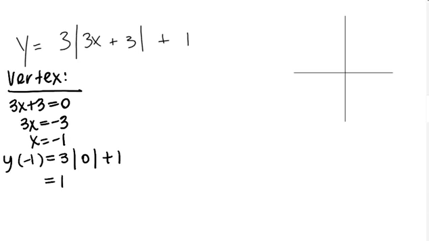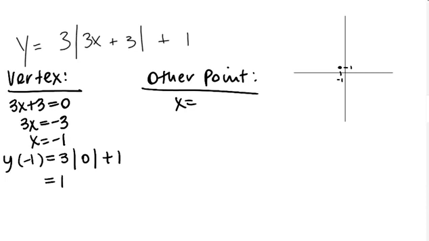All right, so I am going to plot the vertex, which is (-1, 1). And then I'm going to plot some other point. I recommend choosing x equals 0, but you can choose whatever you'd like. I've got x equals 0, so I need the y coordinate that corresponds to x equals 0. So y of 0 is equal to 3 times the absolute value of 0 plus 3, plus 1, equals 9, and 1 is 10. Okay, so I've got (0, 10), so I'll just mark this as 10, and plot that point.